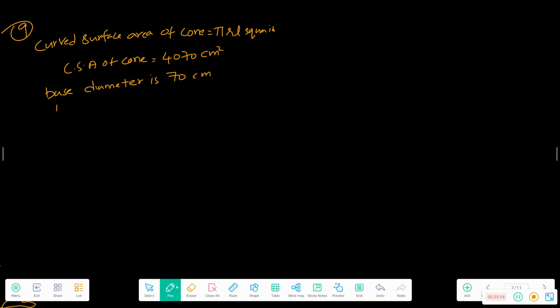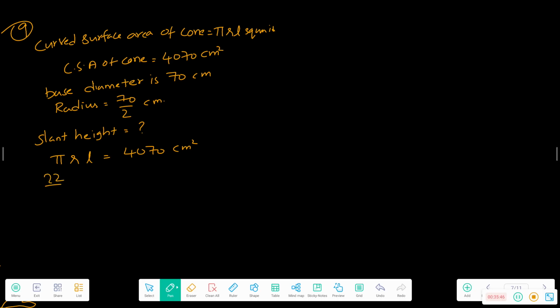So what will be the radius? Radius is equal to 70 by 2. Now he asked to find the slant height. Slant height is equal to question mark. So pi r l is given as 4070 centimeter square. Pi value is 22 by 7 and r value is 70 by 2 into L, it is equal to 4070.